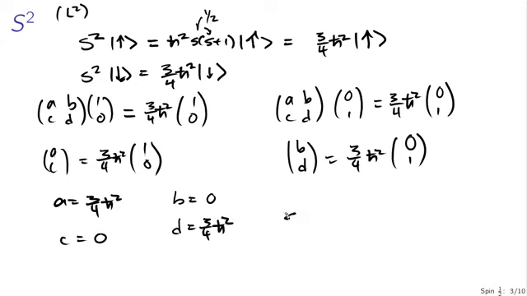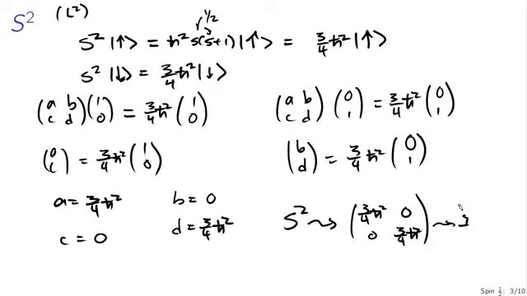What that means is that our S squared operator expressed in this basis is 3/4 h bar squared, 0, 0, 3/4 h bar squared. It's more conventional to factor this 3/4 h bar squared out front and just write this as 1, 0, 0, 1, the identity matrix, essentially. So this is our matrix representation of S squared.